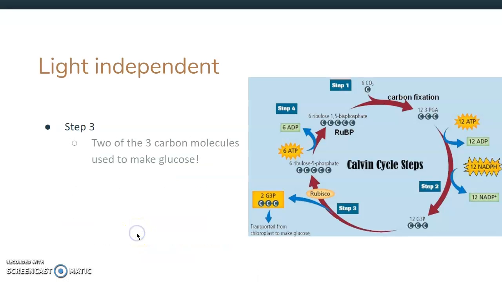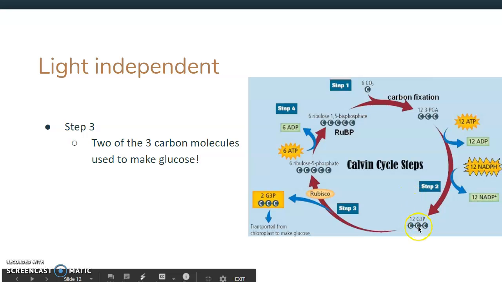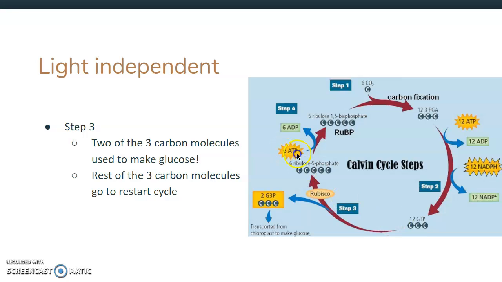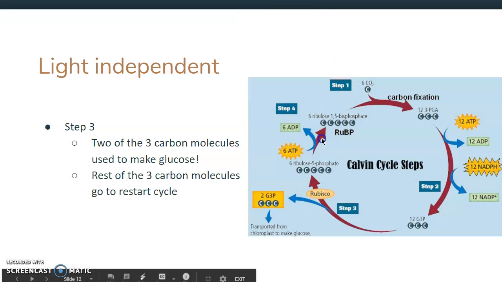Step 3 is we take 2 of these 3-carbon molecules and we make glucose. So we save those for later, but the rest of our 3-carbon molecules have to restart our cycle. We started with the starter molecule, so we have to reuse it. If we take some sugar out of the cup, or if we take some water out of our botellón, we should make sure that there's enough for the next person.